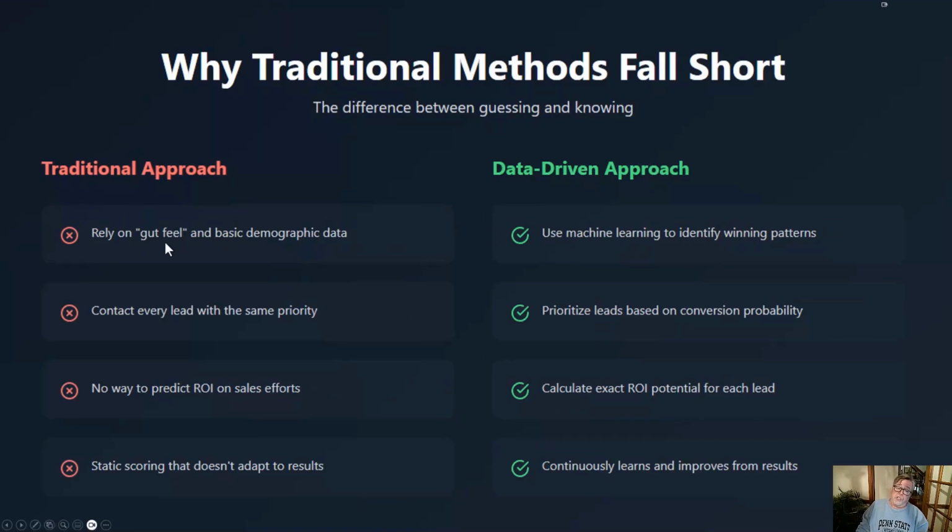So the problem with the traditional approach, you can either rely on gut feel and basic demographic data, or you can use machine learning to identify patterns. You can contact every lead with the same priority, or you can prioritize leads based on conversion probability. With this traditional approach, there's really no way to predict the ROI. Here we have a method to impute what the ROI may well be from the approach. If you're doing it this way, you've got static scoring. It doesn't adapt to the results, whereas this model using machine learning can continuously learn and improve from results.